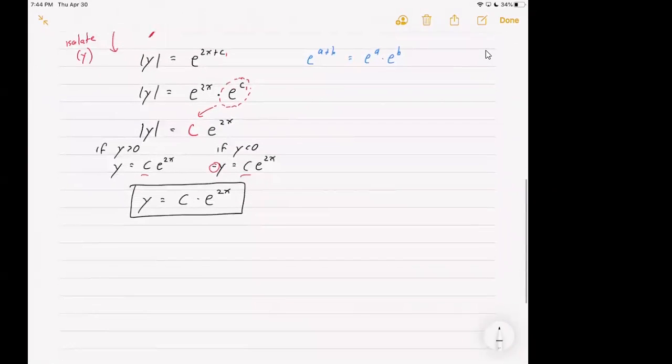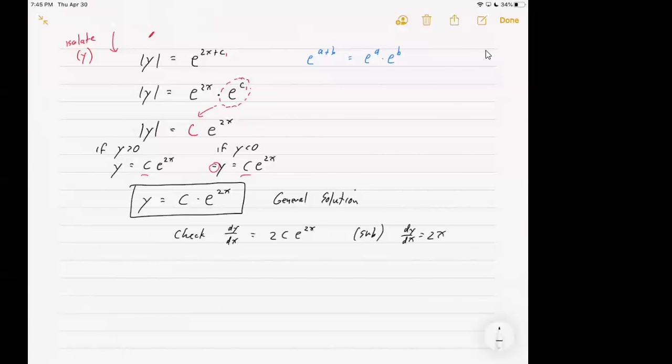So that's what we have here. Okay. Now C is unspecified. This is called, what we talked about before, the general solution to the problem we just had. Okay. So this is the solution to what we just had. If we needed to check this, we did this in earlier videos, we would find dy dx is equal to 2c e to the 2x, and then we would sub back into dy dx equals 2x, and we would see that this is in fact going to be true. We're not going to go into that now.